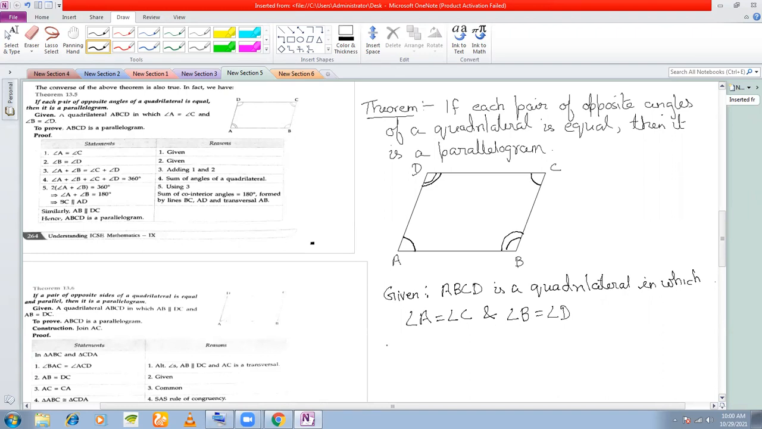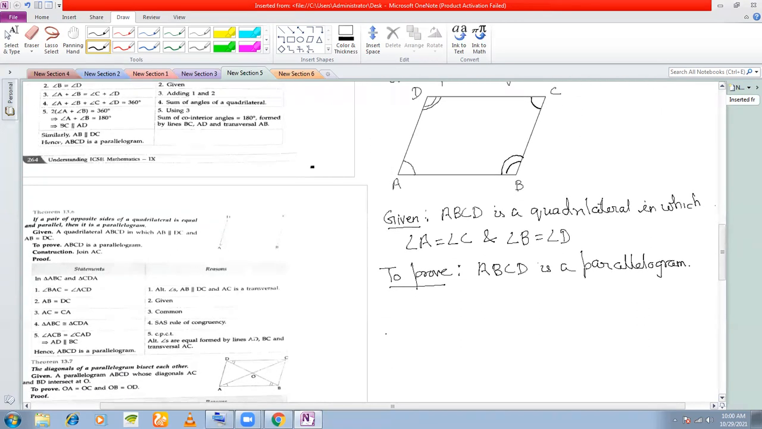And what do we need to prove? We need to prove that ABCD is a parallelogram. Now let's start with the proof.